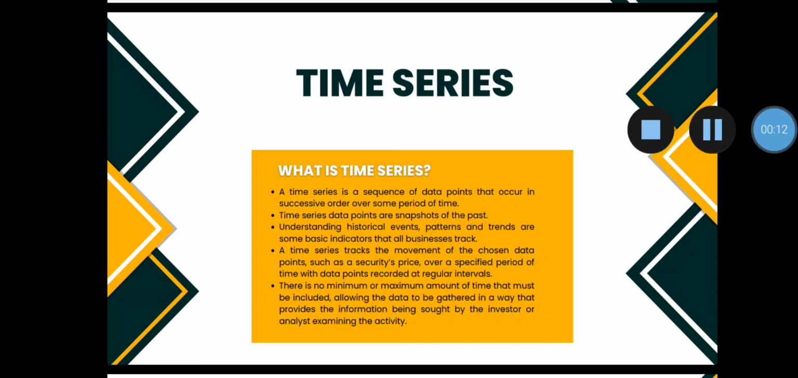Now let's see what a time series is. A time series is a sequence of data points that occur in successive order over some period of time. A time series tracks the movement of the chosen data points, such as securities price, over a specified period of time, with data points recorded at regular intervals.